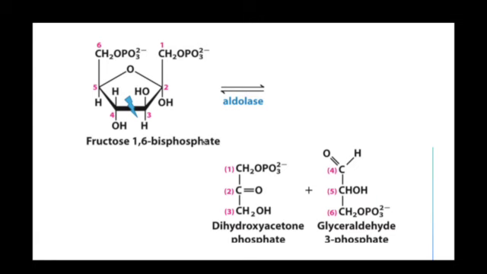Dihydroxyacetone phosphate cannot continue in the pathway, so it needs to be isomerized to glyceraldehyde 3-phosphate. So we can interconvert between dihydroxyacetone phosphate and G3P.